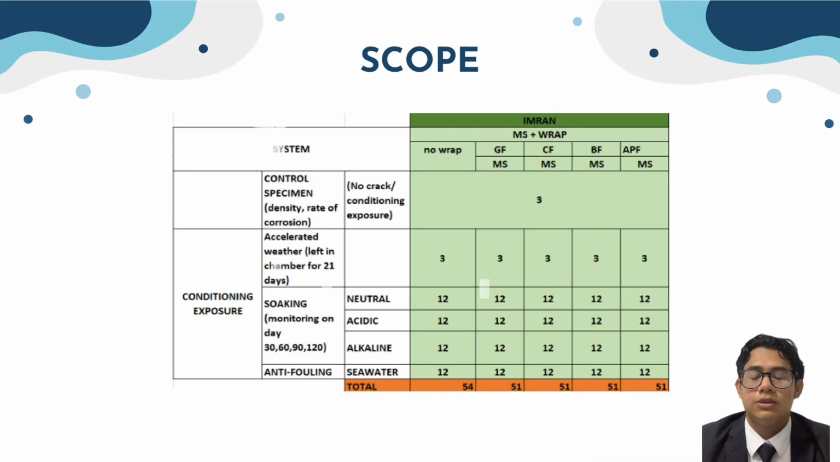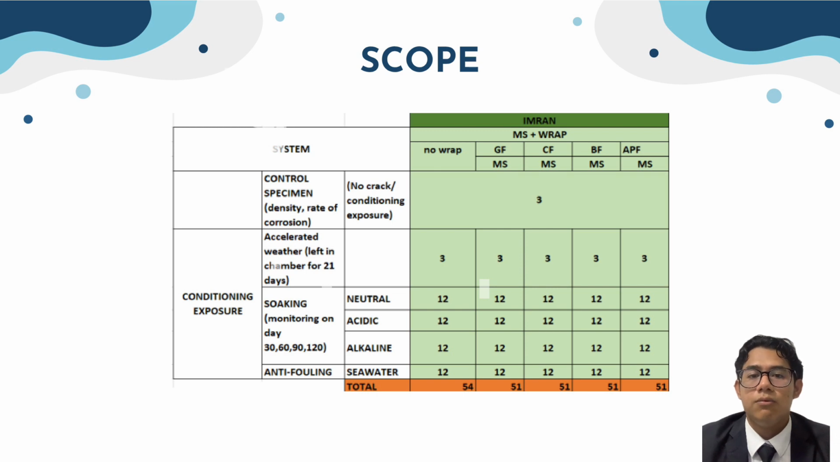This table shows the whole scope that will be involved during this project. As you can see here, there are control specimens that will be involved in density and also rate of corrosion testing. And for the conditions, there are 3 conditions, which involve accelerated weather, soaking, and also anti-fouling.